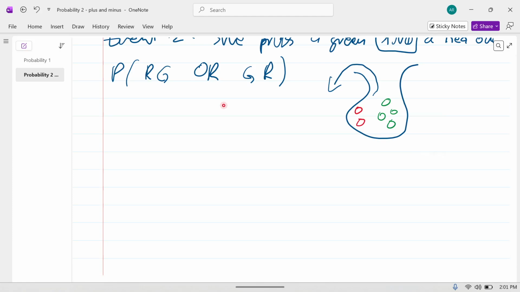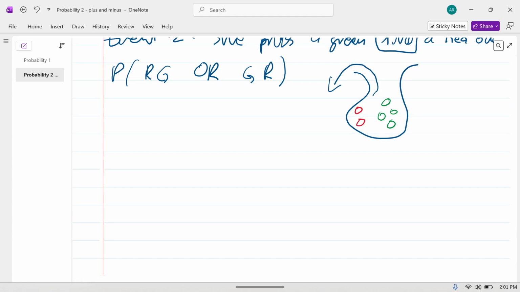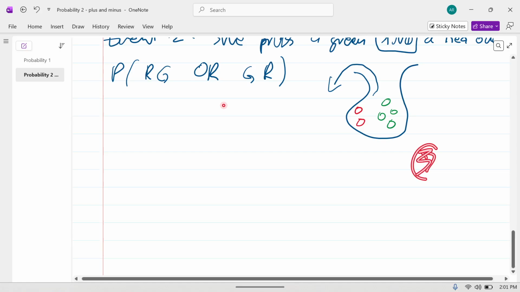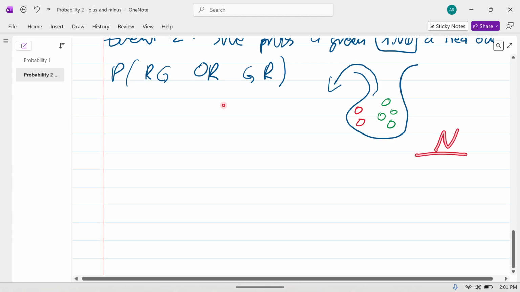Previously, the total number of outcomes was 7, right? But now that she has picked up the red ball, the total number of outcomes is reduced to 6. Want to know why? Because there are 1, 2, 3, 4, 5, 6 balls left in there. Now when she picks up another ball, the denominator is going to be 6. Why? Because it's one ball fewer than the previous scenario, right?